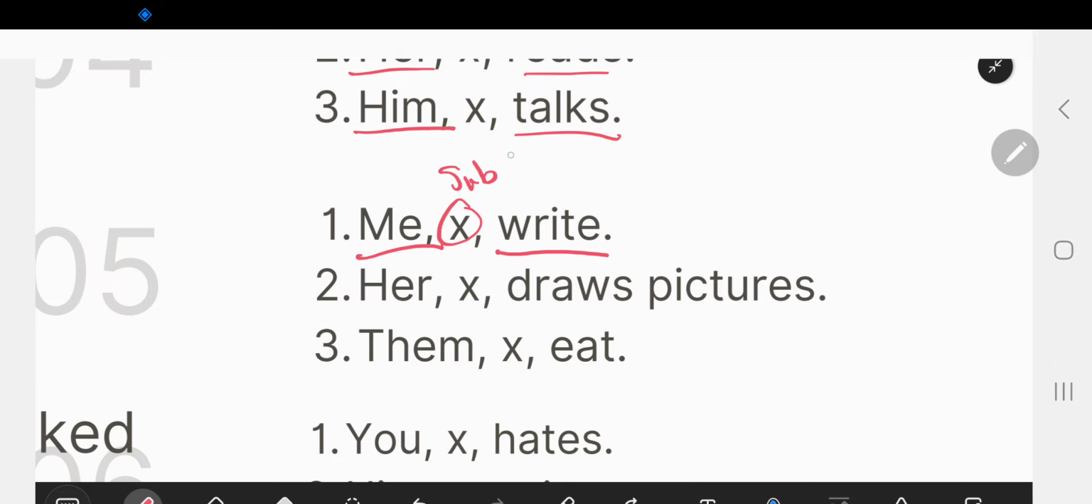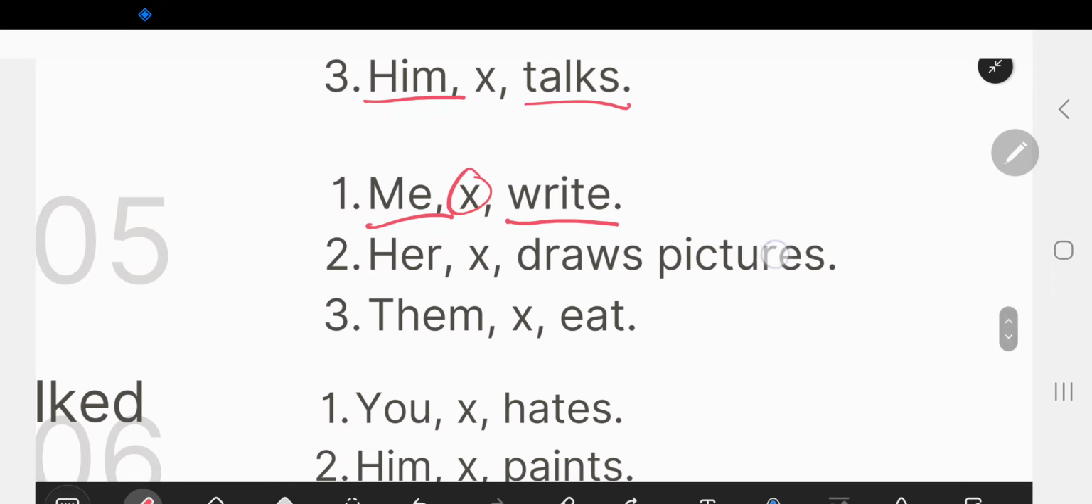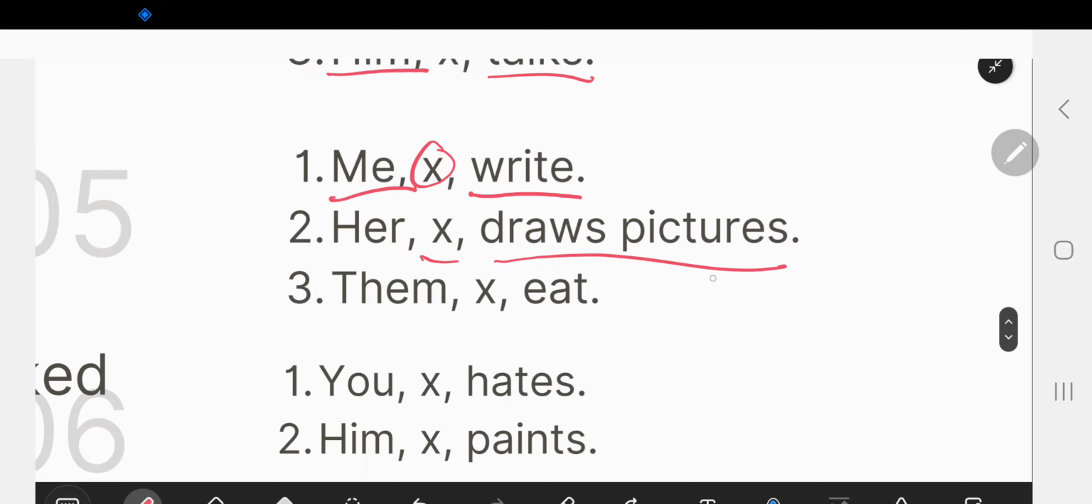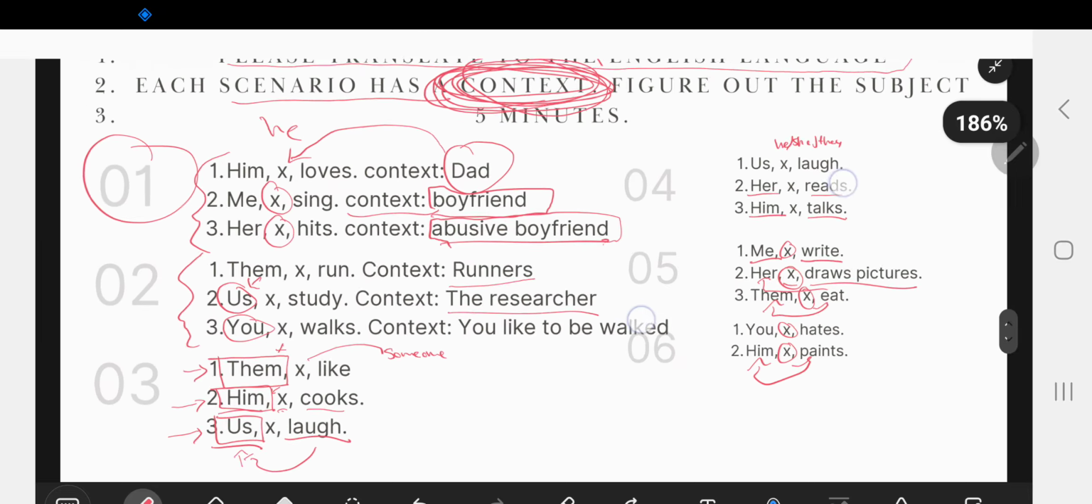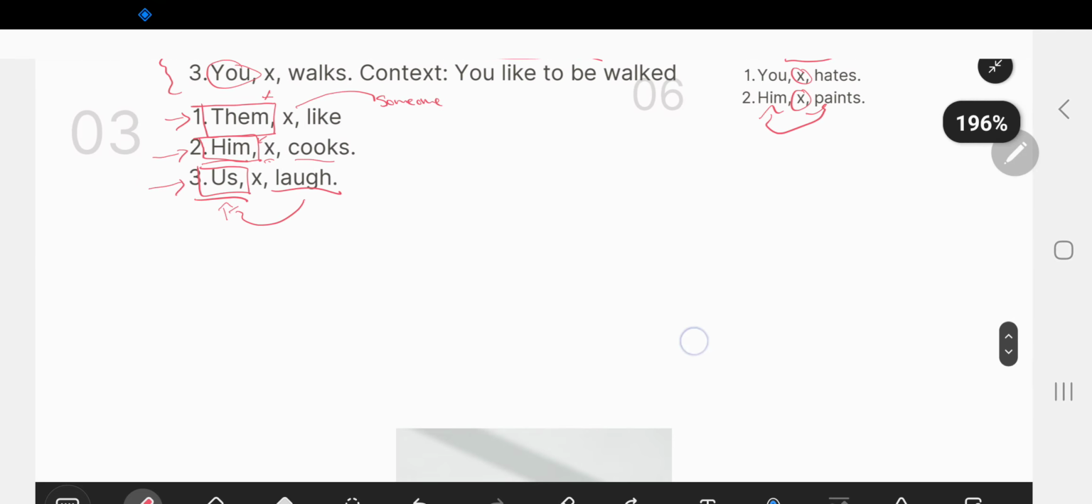And then this has to be the subject, right? And then her, somebody draws pictures. So somebody draws pictures of her. And then them, somebody eats. So yeah, somebody eats them, right? Like Hannibal or something. And then you hate, remember in this case, we're putting all the object form in the beginning. So somebody hates you. And then him, X paints. So somebody paints him. And that is how we would do it. So that is how you have the object in the beginning.